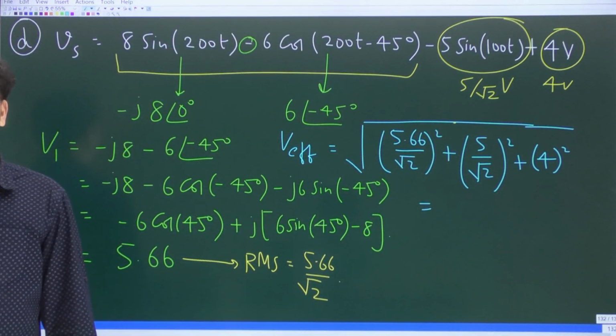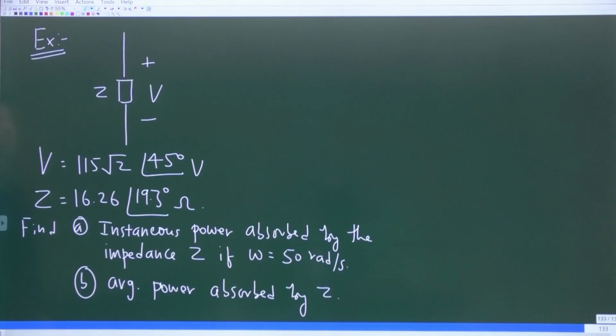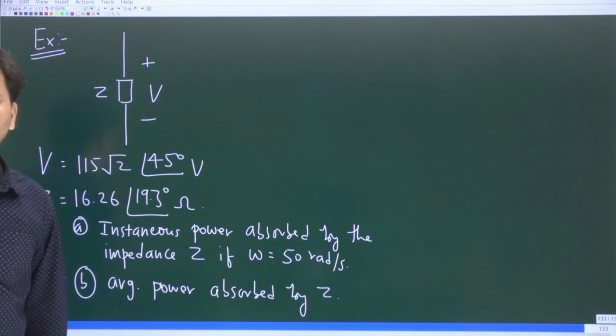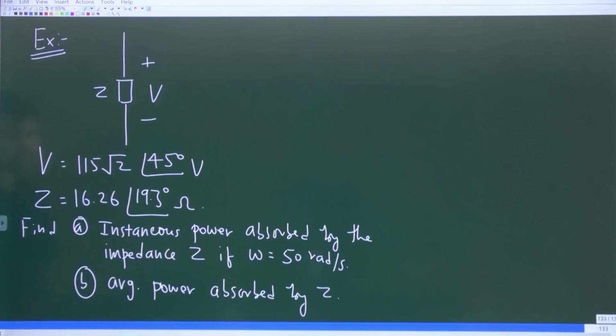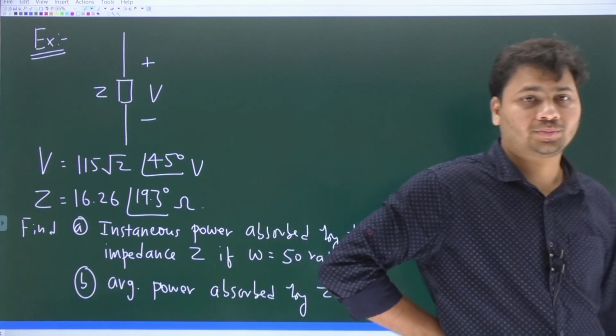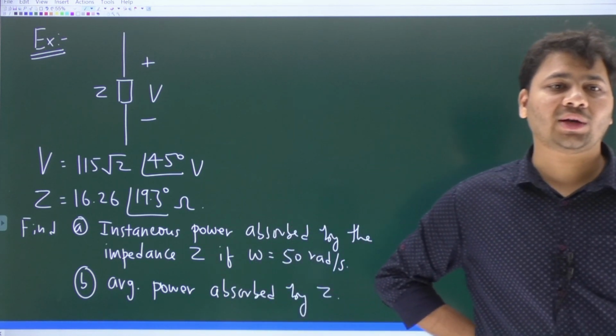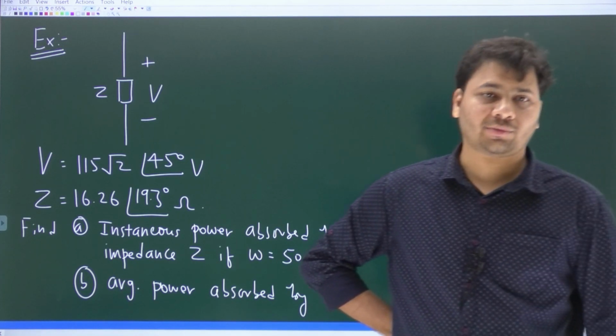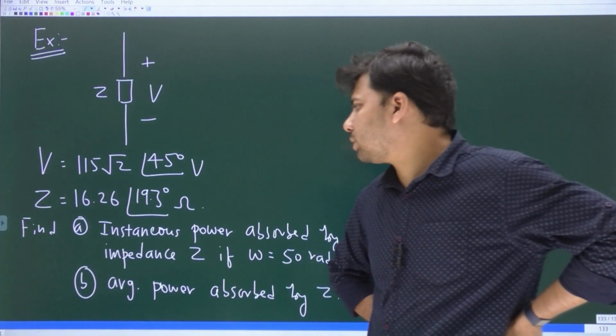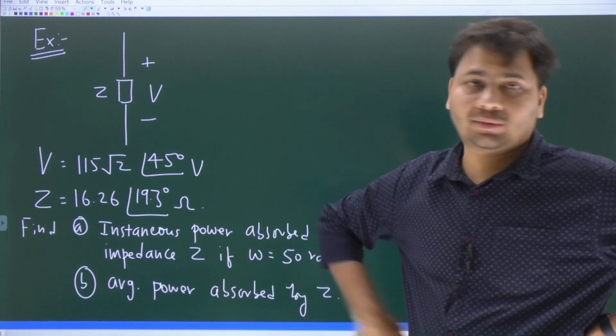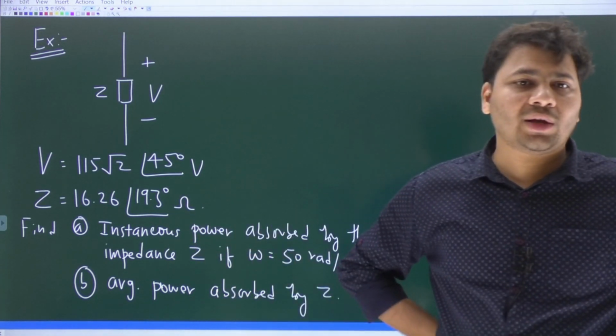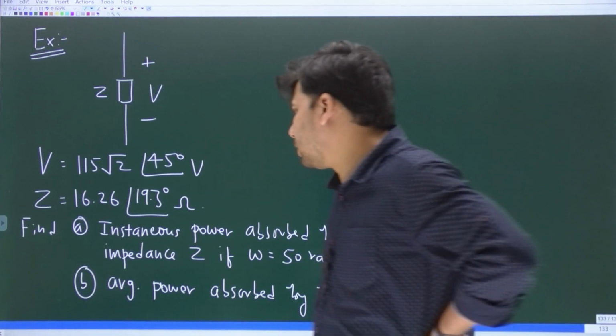Someone please tell me the value of this. Here again we have an impedance Z, whose value is 16.26 at an angle 19.3 degrees ohms. What is the nature of the impedance? Is it inductive or capacitive? Please type in the chat box. Just by looking at the angle of the impedance, you should be able to decide whether it is capacitive or inductive.